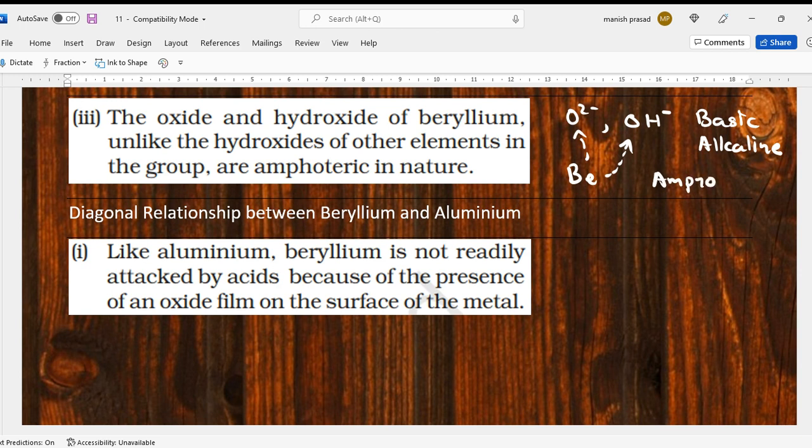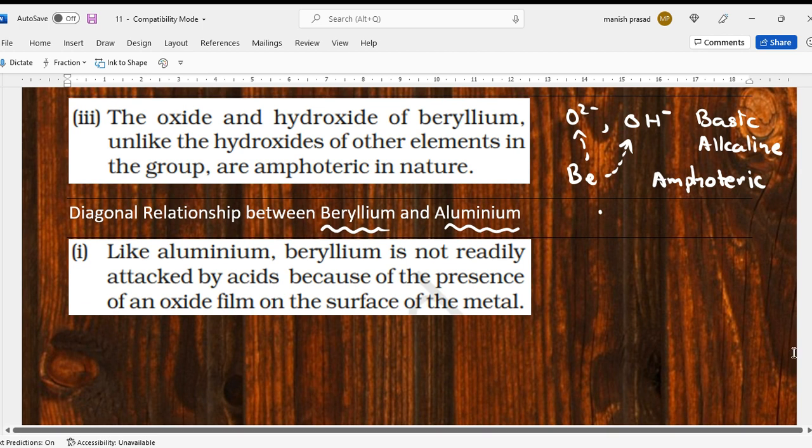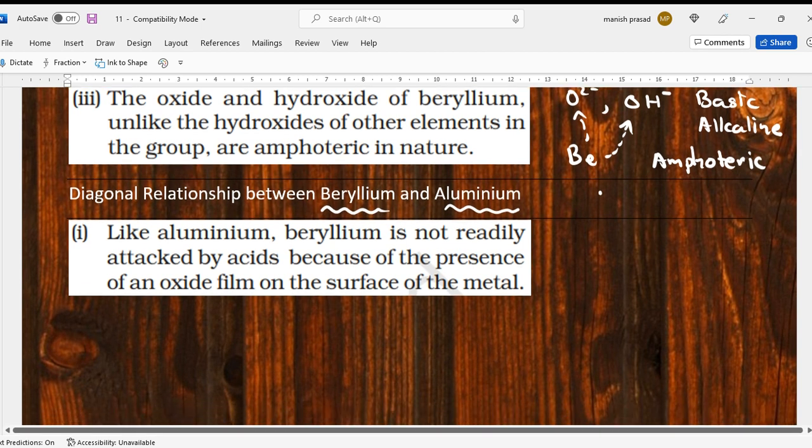So I have asked both the batches to put it down on the list that it is not just zinc or aluminium that is amphoteric in nature. It is also beryllium. Beryllium shows a diagonal relationship with aluminium. So if aluminium is amphoteric in nature, beryllium would also be amphoteric in nature. So, the first one and the diagonal relationship.